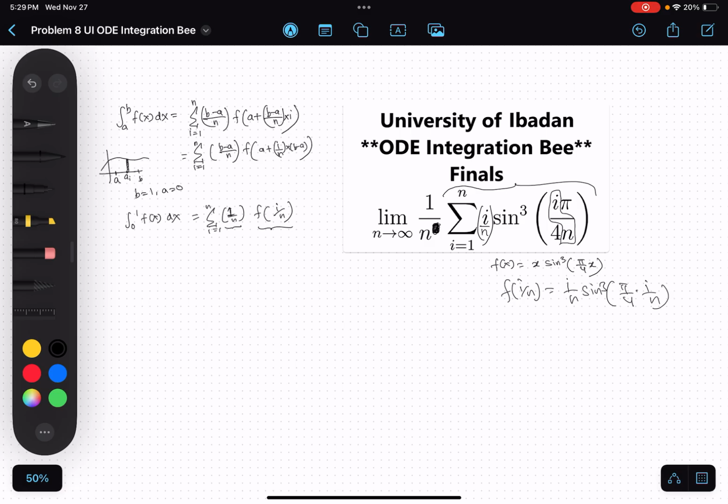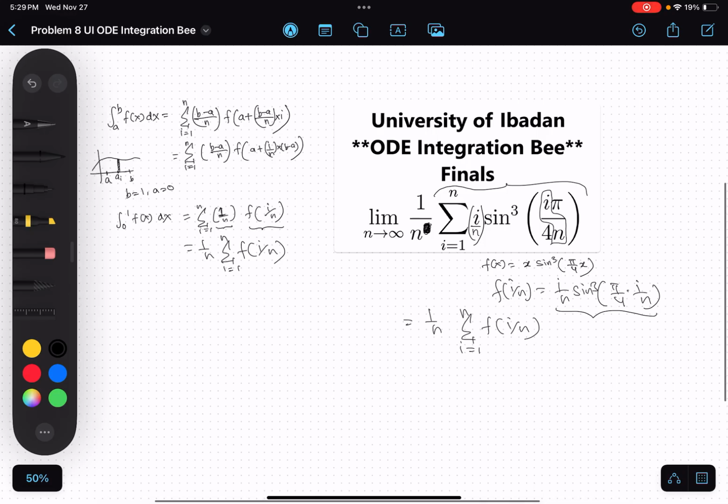And also we have this 1 by n over here, and this can be taken out because the sum is in terms of n. This is the same as 1 by n, sum from i equals 1 to n of f of i by n, and that's exactly what we have over here. This is just 1 by n times the sum of f of i by n. So you see that that's the same thing actually. So this will just be the integral from 0 to 1 of f of x dx.